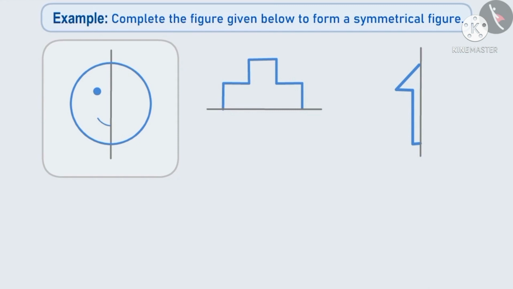Similarly, we see that there is also a small circle here. Let us also make a reflection of this. Then we will draw reflection of this curved line. The shape has now been completed. As you can see, it is a symmetrical figure.